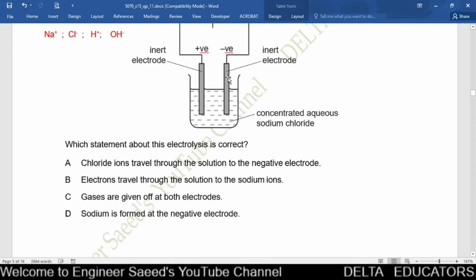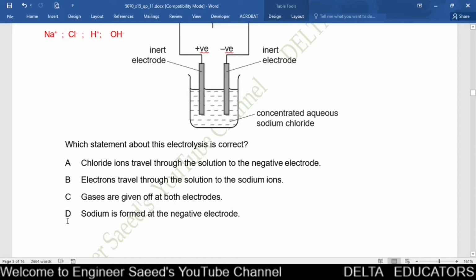At the negatively charged electrode, hydrogen ion will migrate, and at the negatively charged electrode, this hydrogen ion will gain an electron and it will be converted to hydrogen gas. So at the positive electrode, we will get chlorine gas. At the negatively charged electrode, we will get hydrogen gas. So at both the electrodes, we will get gas. So this option is correct, where it is given gases are given off at both the electrodes.